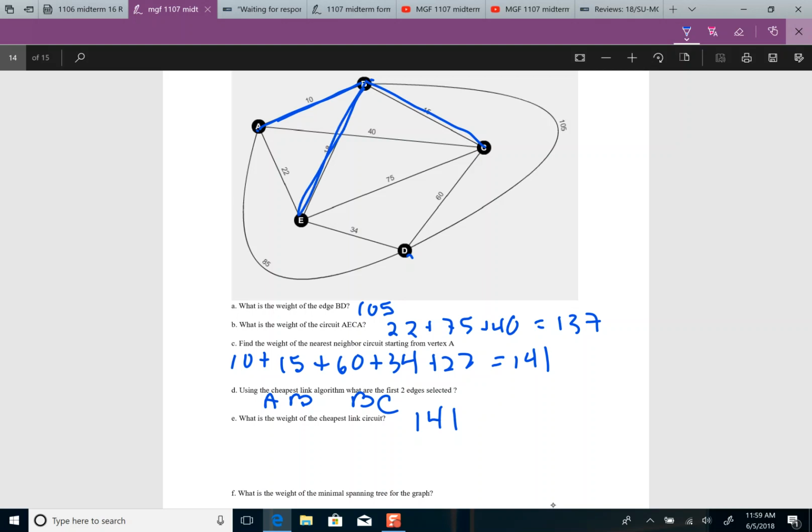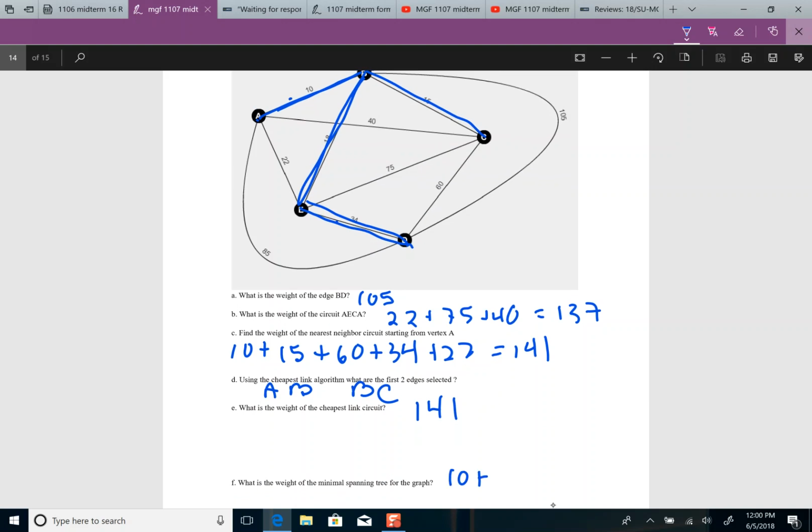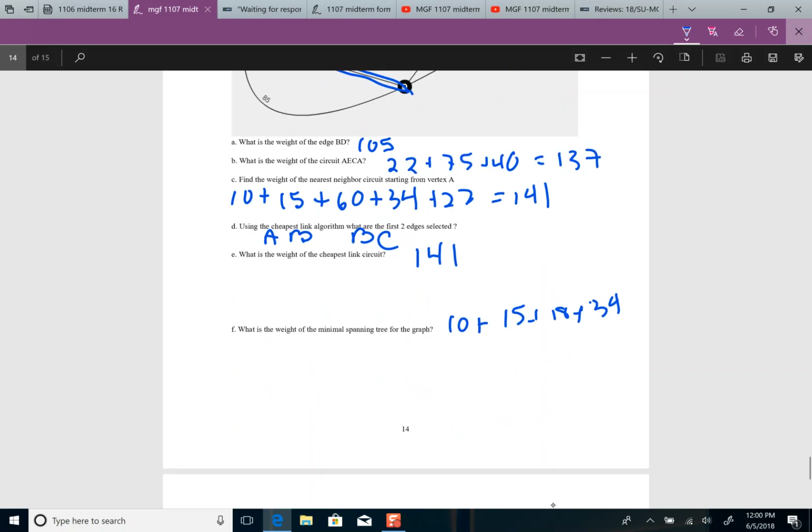So right now it feels the same, except what will feel different is I can pick up 18 this time. So with trees, I can use a vertex more than twice, and I have. So now I have included the 18. I cannot use 22 because that would form a circuit, and that would be bad. So I go to the next one, which would be 34, and oh, look, I'm done. I have 1, 2, 3, 4 edges. So this 10, 15, 18, and 34, there's my tree. So 10, 15, 18, and 34 gave me 77. So my minimal spanning tree would have a weight of 77.